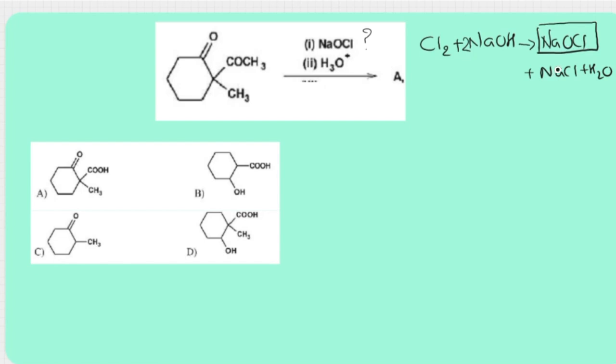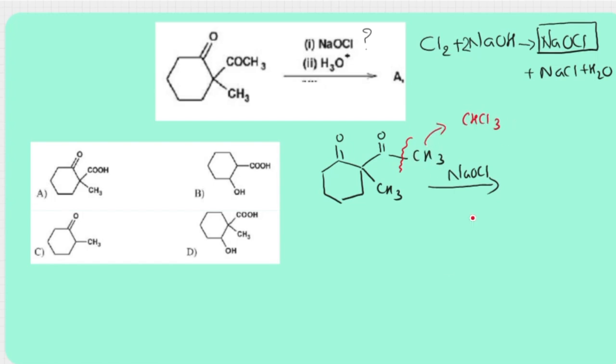What is our main reacting species here? It is sodium hypochlorite. So when sodium hypochlorite reacts with methyl ketones, where do we have the methyl ketone? Here. Look at this, COCH3, and this is the methyl as it is. So when it reacts, it's going to break the bond over here, right? Because this is going to form the chloroform. This is what I meant earlier.